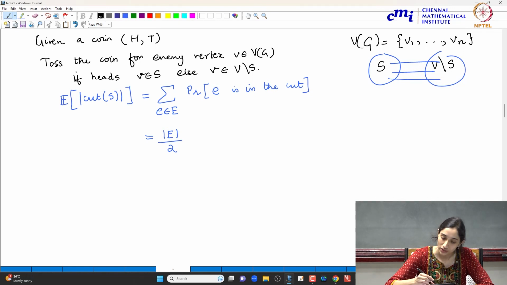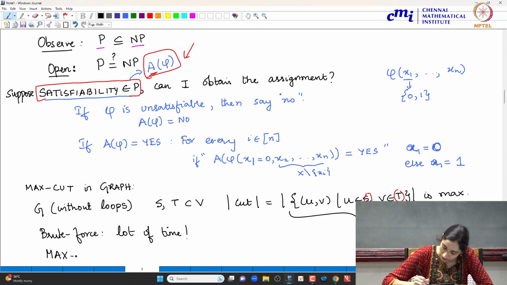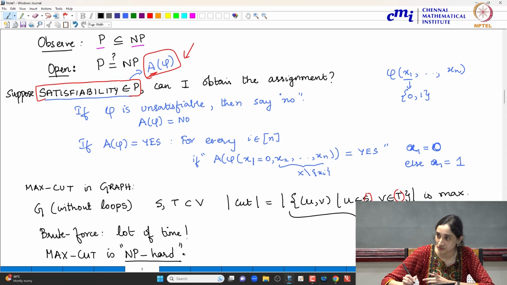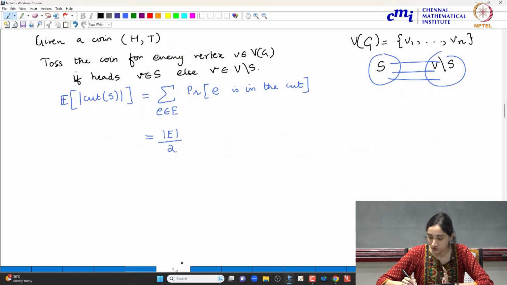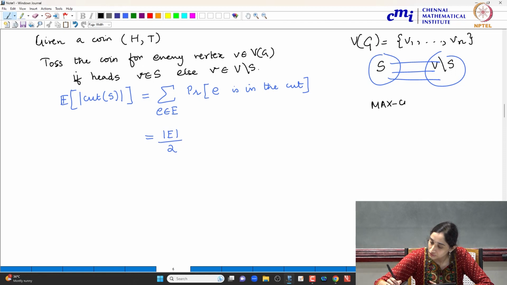So the first thing to observe here, which I missed to say, is that max cut is NP hard. I presume that you have been introduced to NP hardness in one of the previous lectures. So it's a hard problem. I'm not expecting that there will be an easy solution for this problem. But there is an easy solution that gives you some cut, right? So how large can the max cut actually be in any graph?